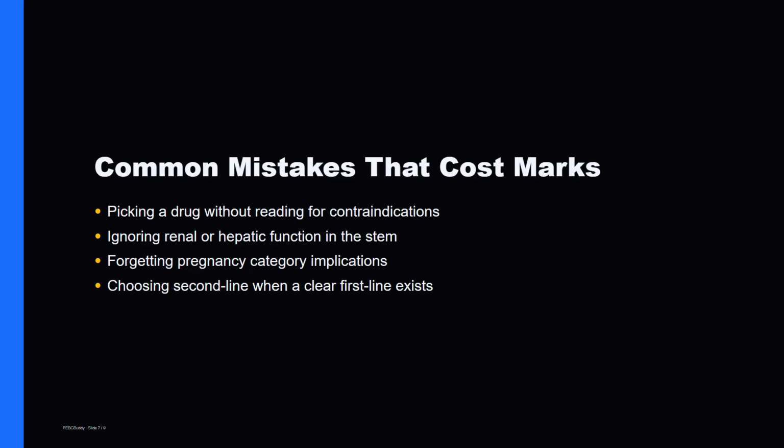Let me save you some marks right now. The biggest mistake candidates make is falling in love with a drug name they recognize and not checking the patient details. The exam will always put the contraindications somewhere in the stem. You just have to read carefully. Renal and hepatic function clues are almost always there for a reason. Pregnancy is another trap. Drugs that are perfectly fine outside pregnancy can be dangerous in it, and the exam exploits that. And always ask yourself, is there a well-established first-line option here? If yes, that's usually the answer, unless something in the stem rules it out.